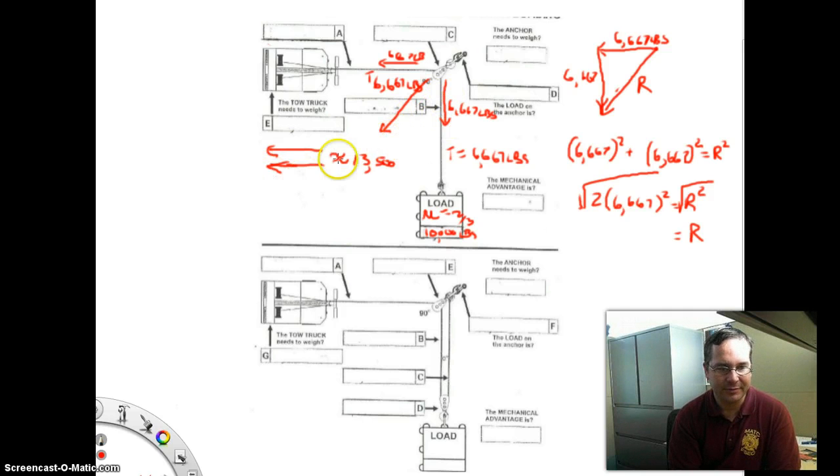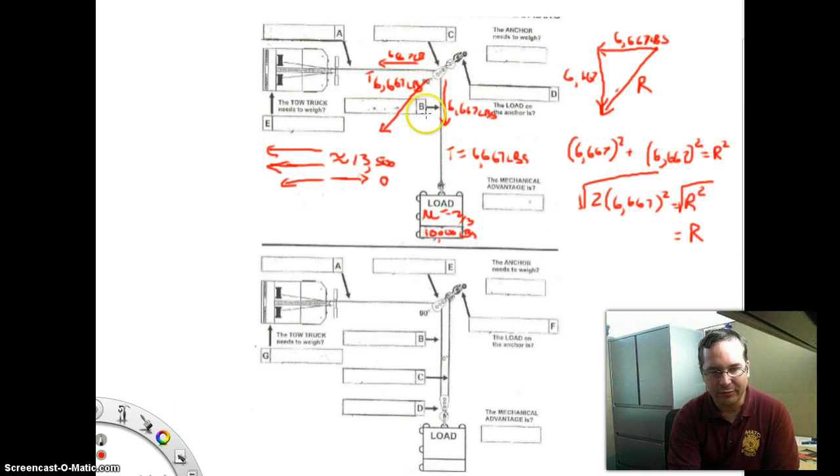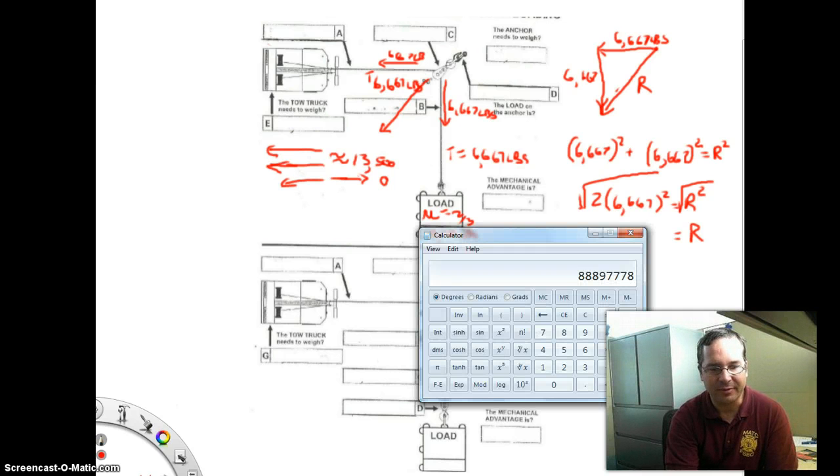On the other extreme, if I put the two vectors opposite each other, they would cancel each other out, and the result would be 0. So if I get a negative number, that's bogus. If I get a number greater than 13,500, that's bogus. It just gives us some perspective. Another way to think of it is, you have two vectors here, so it's certainly not going to be less than either one of them. So even a value less than 6,667 would indicate that we've made an error.